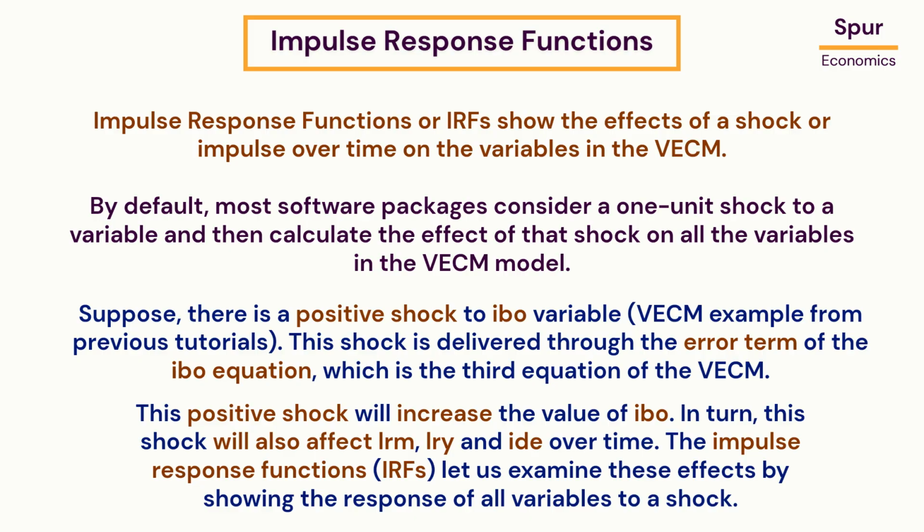Suppose there is a positive shock to the IBO variable. This shock is delivered through the error term of the IBO equation, which is the third equation of the VECM. This positive shock will increase the value of IBO. In turn, this shock will also affect LRM, LRY, and IDE over time. The impulse response functions let us examine these effects by showing the response of all variables to a shock.